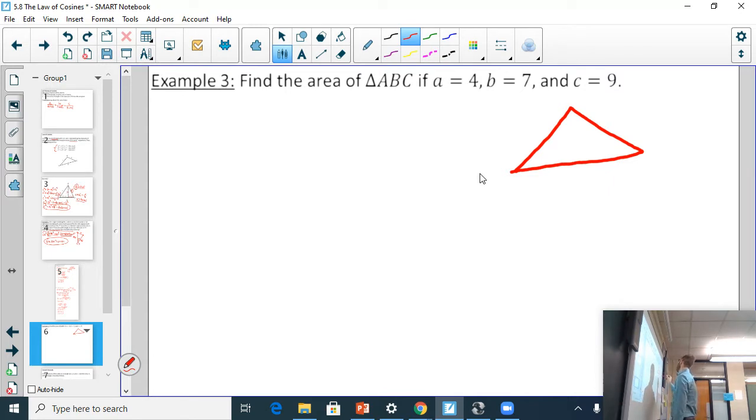My biggest side looks like it's going to be C, which is 9. The next biggest looks like B, and it's 7, and then A, 4. And I'm just going to draw in the angles across from them. A was 4, and across from 7 was the angle B. So, find the area, right?